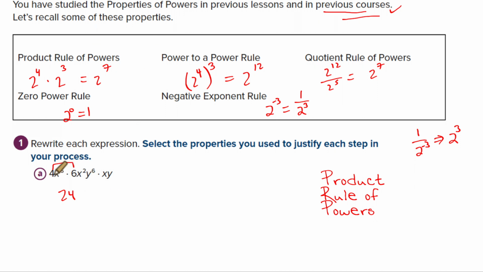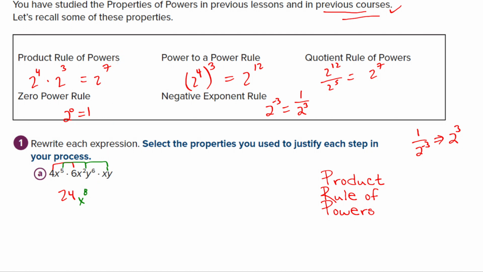Now I'm going to deal with all of the x's. We have 5 x's here, 2 x's here, and 1 x here. The product rule of powers says that we can add those exponents. So we're going to have 5 plus 2 plus 1 more here. You can write the 1 if it helps you out, but that's going to be 8 total x's.